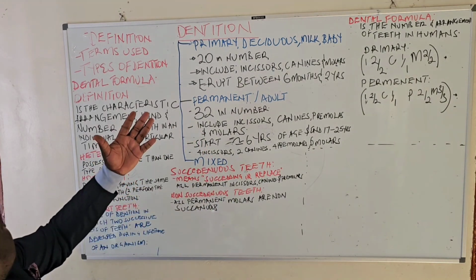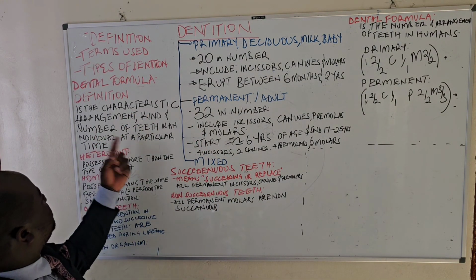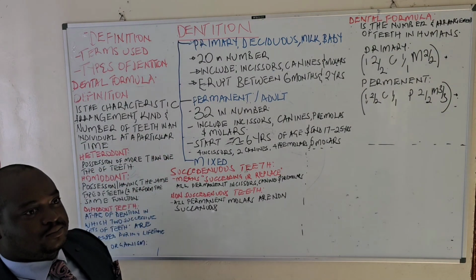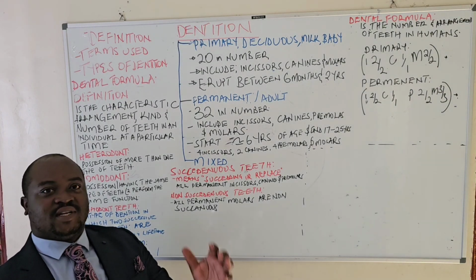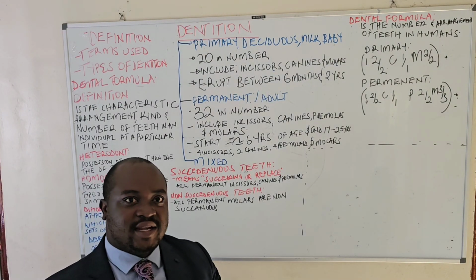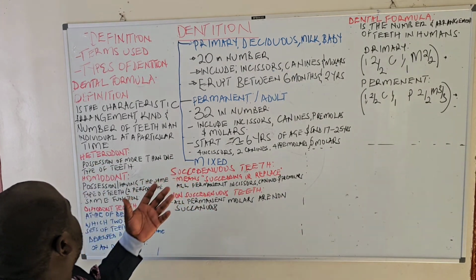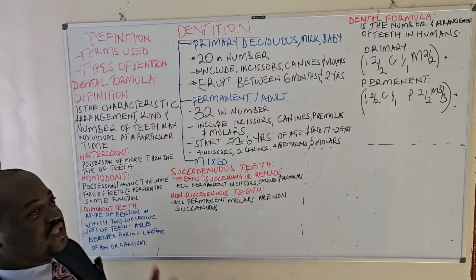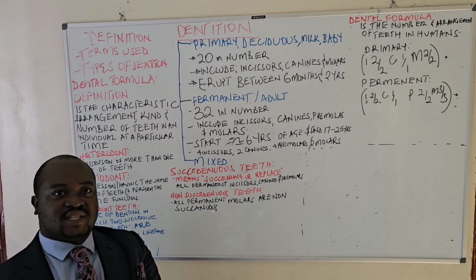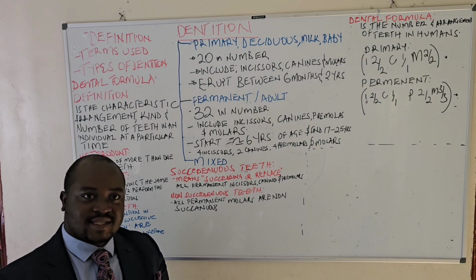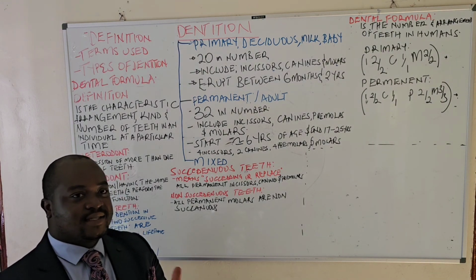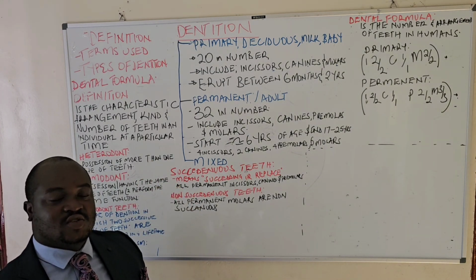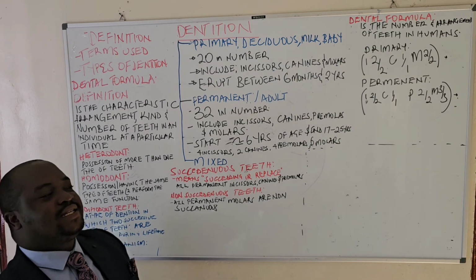We begin. Dentition. This is the characteristic arrangement, kind, and number of teeth in an individual at a particular time. It means we can have dentition when someone is young and dentition at an old age. We have something called heterodont. Here we mean the possession of more than one type of teeth. We talked about the types of teeth last time: premolars, molars, canines, and incisors. So it's a type of dentition where we have all those types, that is heterodont.